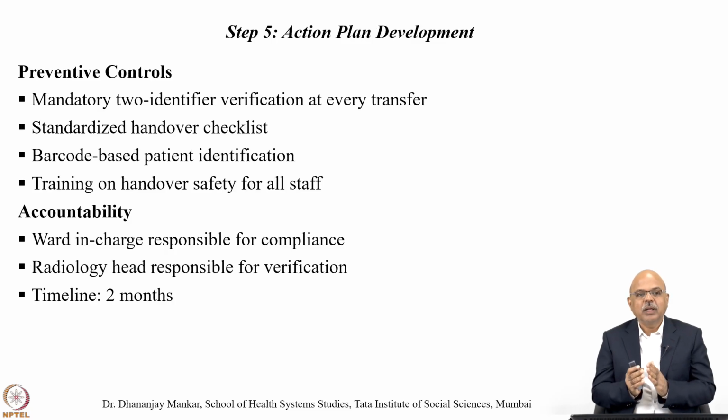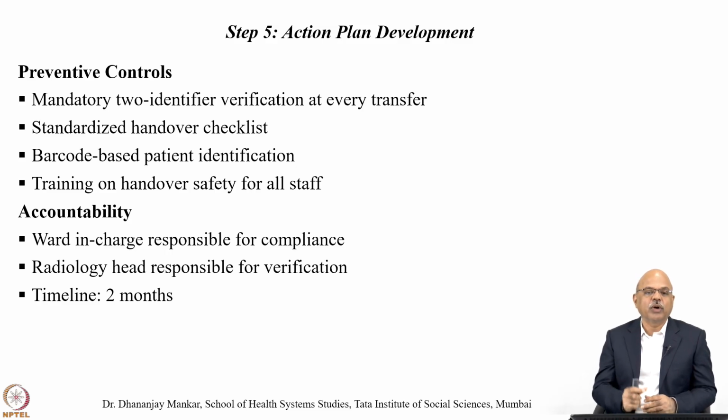Action plan development and prevention controls: mandatory twice verification at every transfer, a standardized handover checklist, barcode-based patient identification, and training on handover safety for all staff, which is very important to make them understand what culture they really need to work on, rather than reducing what they are already doing. And making it more about accountability for the ward in charge, who take responsibility for improving compliance.